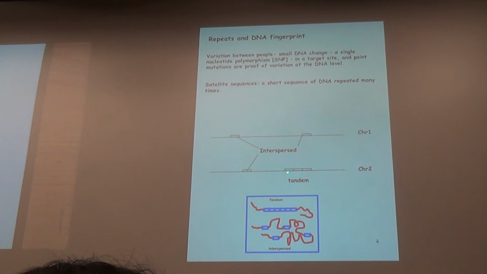Alternatively, you can have the repeats all in tandem, one after the other, like I just showed you: GC, GC, GC, one after the other. That's known as a tandem repeat. It's present at one particular spot in the genome, and there are many copies of it. So there are two different types of repeats, interspersed repeats and tandem repeats.